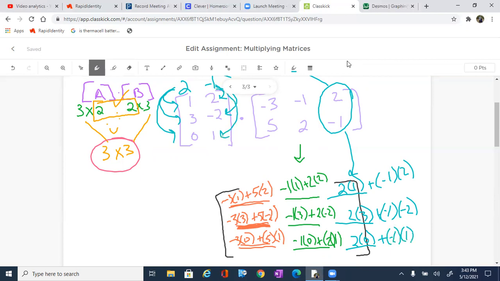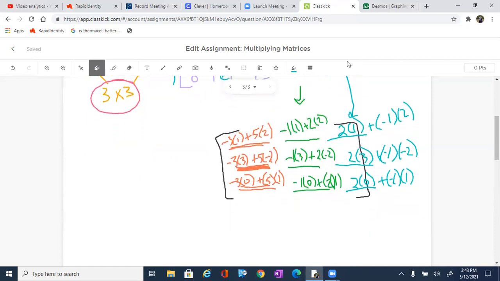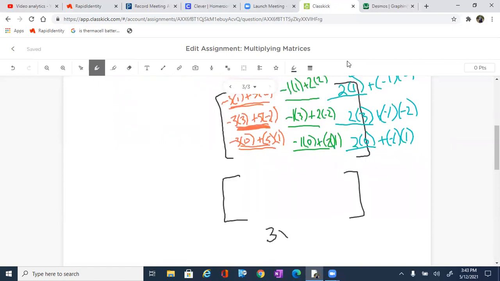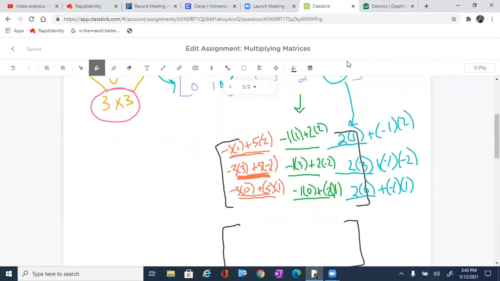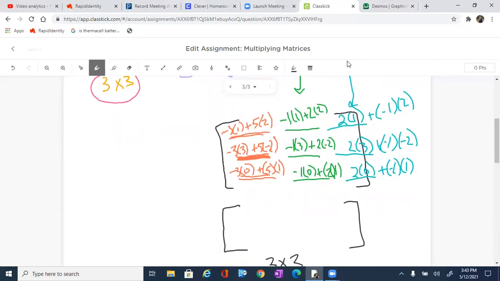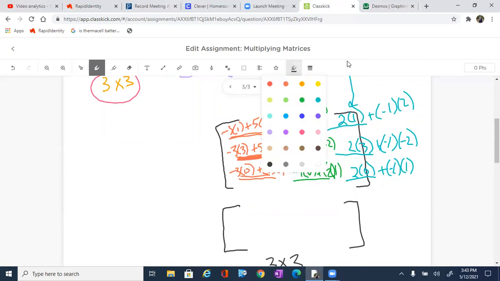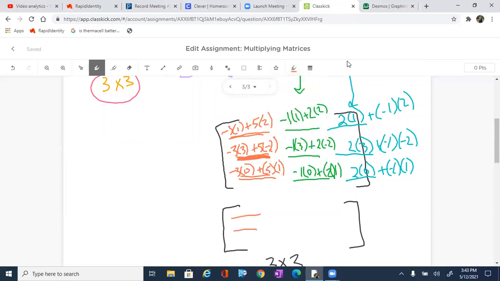Okay, now I've written all this out, and all we're going to do at this point is simplify in order to get the nice 3 by 3 that we are looking for. Okay, and so this should be pretty simple. You're just going through and doing the math for each one of these spots.